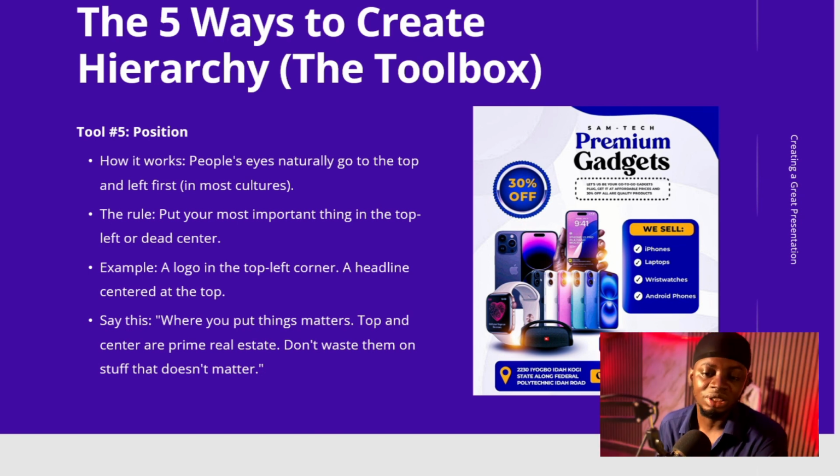The first one is what? Size. The second one is what? The second one is weight. The third one is what? Color. And the fourth one is what? Space. And the fifth one is position.